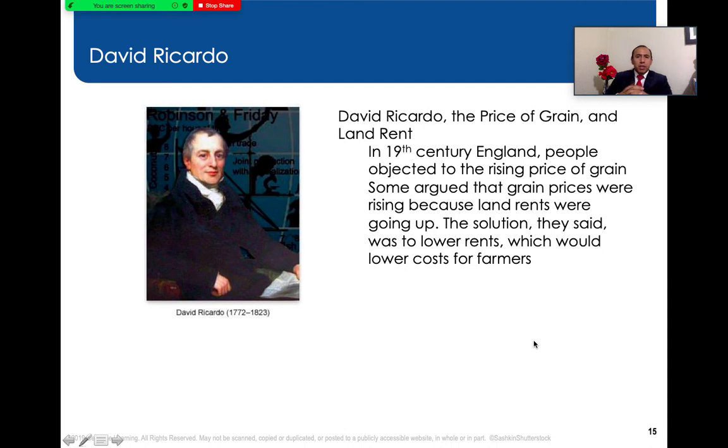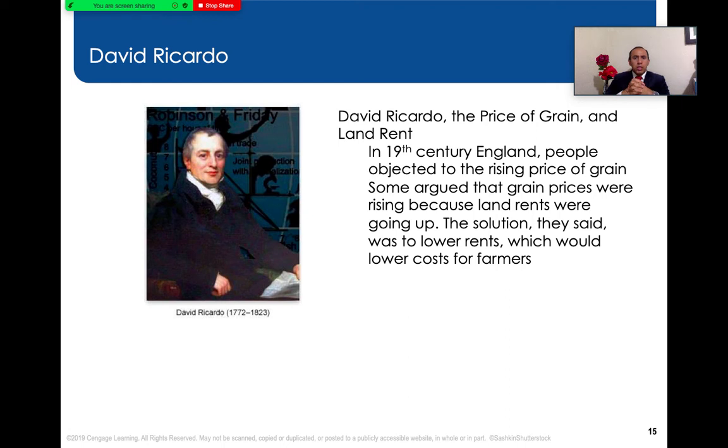David Ricardo is a famous economist who, in the 19th century, talked about the importance of economic rent in economic activity. In the 19th century, people objected to his view on the increased prices of grain. Some people argued that grain prices were relatively expensive because the price of the land was increasing, and other people argued differently. Some argued that the demand for the land was increasing, which in turn increased the price of the land itself and the grain.